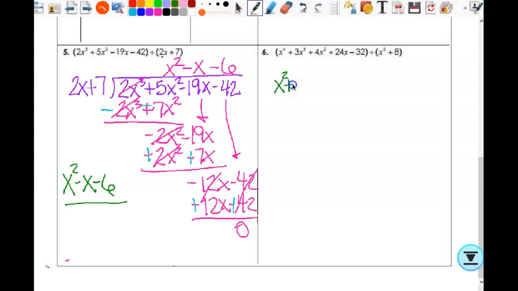All right, so here we got x squared instead of just x. That's fine. Plus 8. Divide that into x to the 4th plus 3x cubed plus 4x squared plus 24x minus 32.